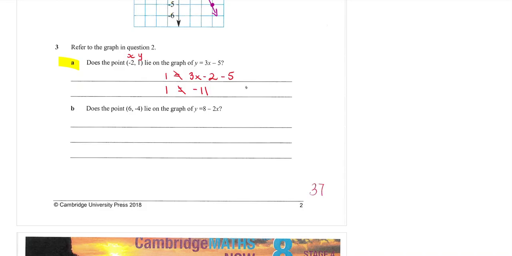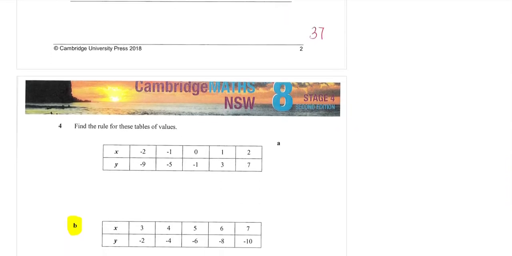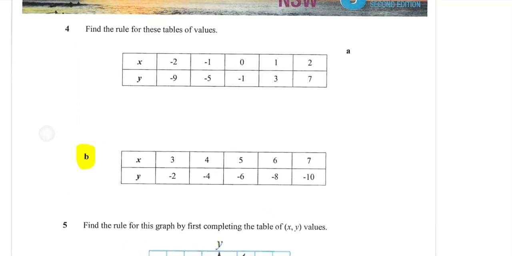Okay, so therefore the point is not on the line. If you sub it in and they are equal, then it means that it is on the line. Okay. Next one, next page, question 4.